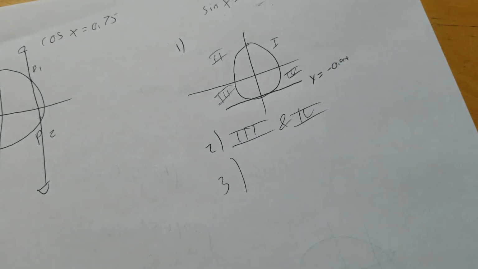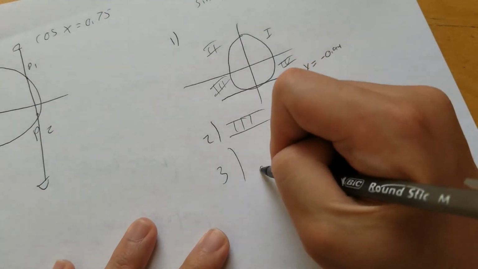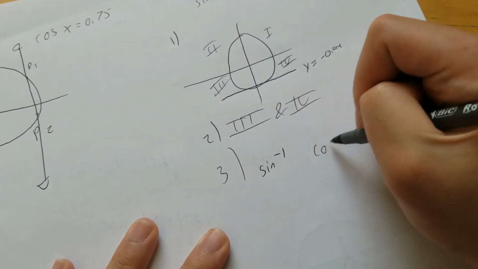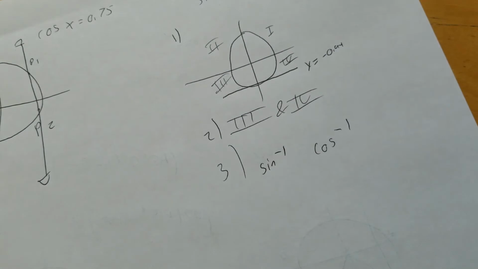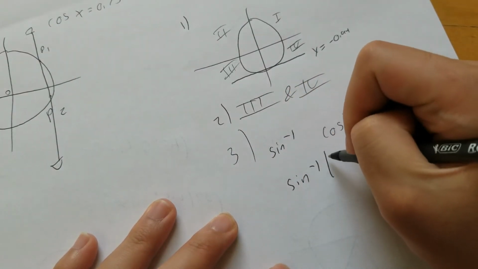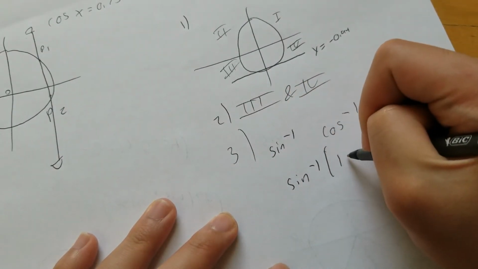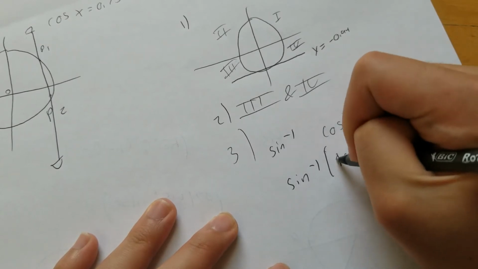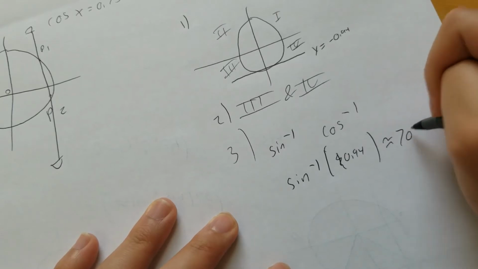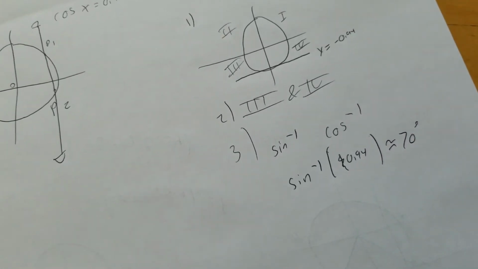Okay, so step 3, you have to determine the reference angle by taking the inverse sine, or the inverse cosine, of the absolute value of the number after the equal sign. For this example, the reference angle is, once again, absolute value, so it's positive, which is around 70 degrees. That is your reference angle, okay?